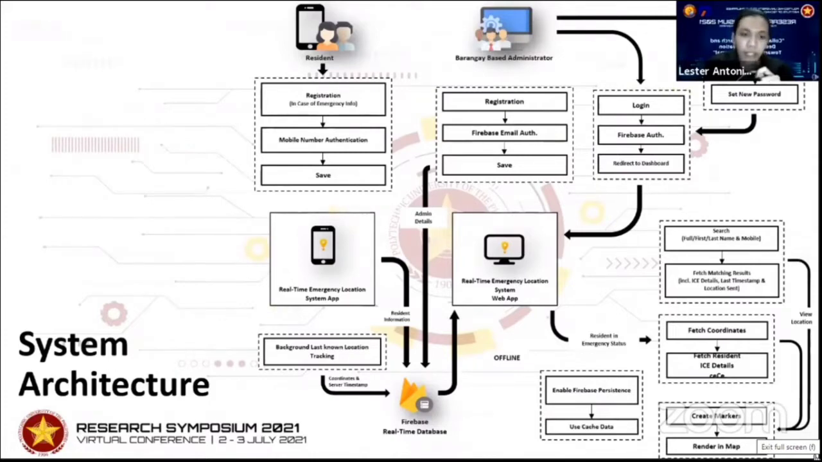After redirecting to the dashboard, he or she will be able to do things like viewing his or her place, determining his or her location, checking the current weather, and also sending or reporting an emergency. Next is the barangay-based administrator. Our administrator must register first to set his or her scope of locality, which our system does via barangay. After registration, the barangay administrator will be able to view or respond to the emergencies on our live map.